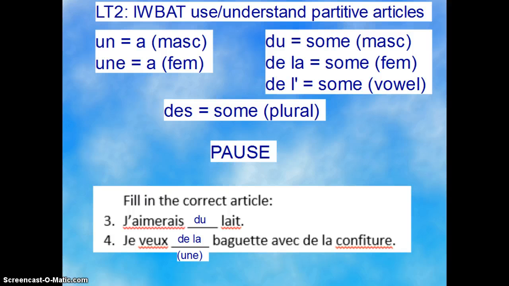Now, if you're thinking to yourself, what if I'm really hungry? What if I do want a whole loaf of bread? You could technically use une baguette if you wanted to. It's just a little strange because generally you only have part of one. It's feminine though, so if you do use une, make sure you use une and not un.